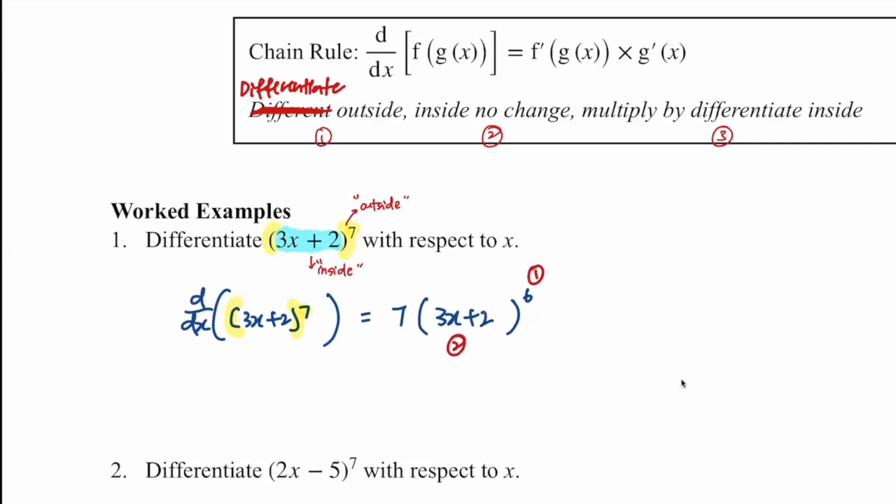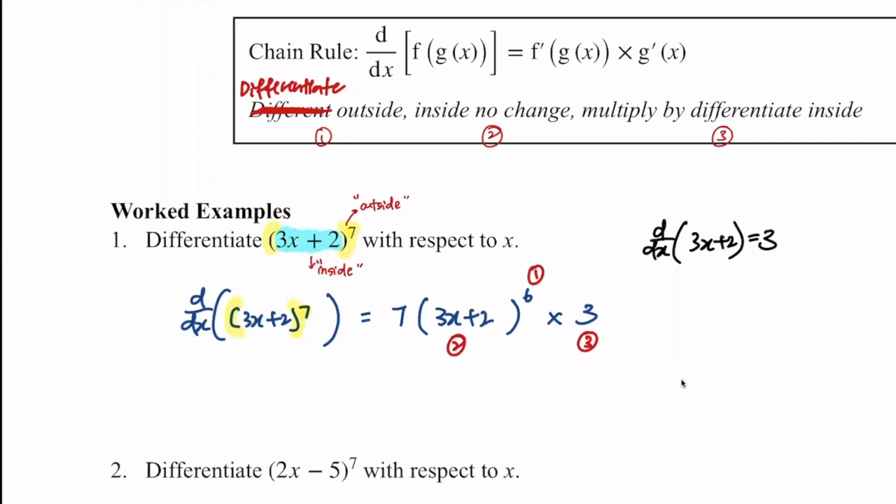And step 3, you multiply by differentiate the inside. What do I mean by differentiate inside? You take your inside, differentiate it, you will see that it's 3. So you need to multiply by a 3. And this is my step 3.